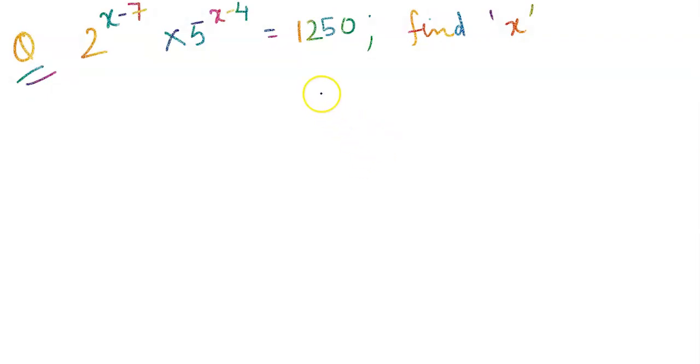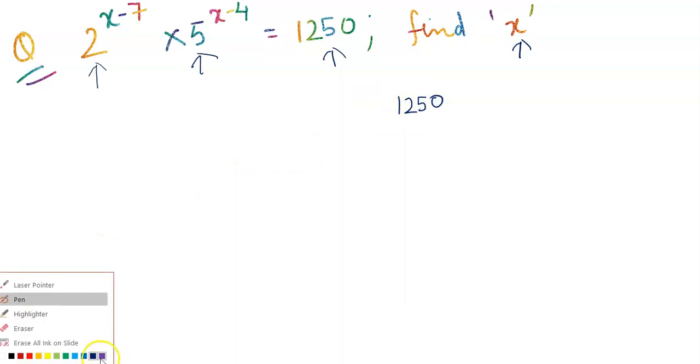So see the next question. Now see here, this is 2 raised to the power x minus 7 into 5 raised to the power x minus 4, which is equal to 1250. You have to find x. Now see here, what did I tell in previous question, students? You have to make base same. So here the number is 2, here the number is 5, and here it is 1250. So what I can do, 1250.